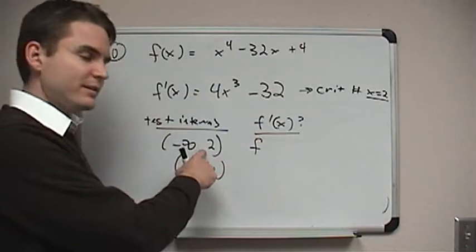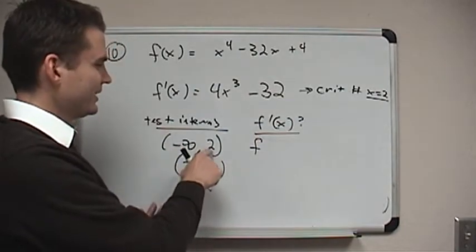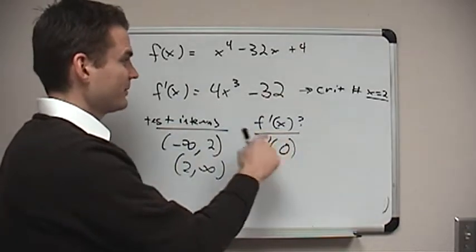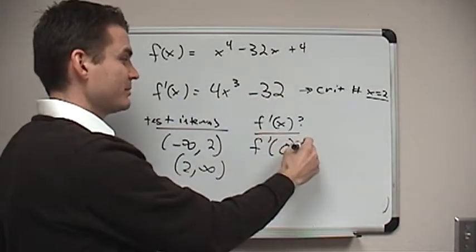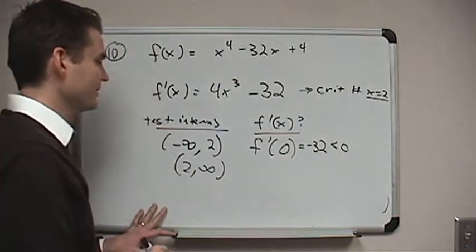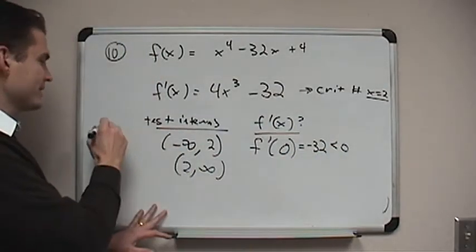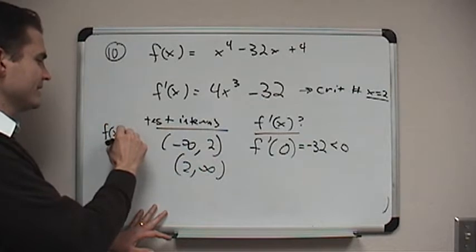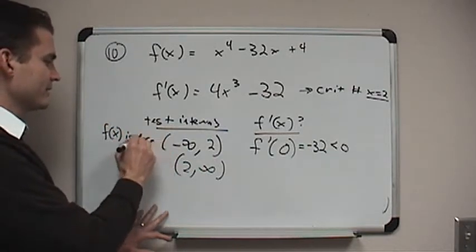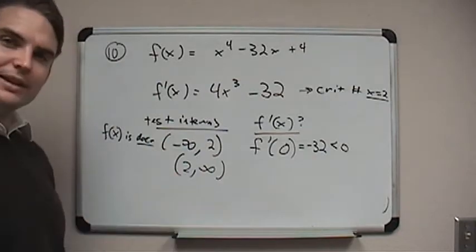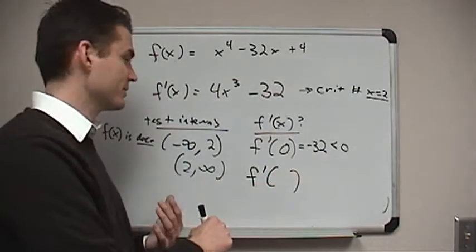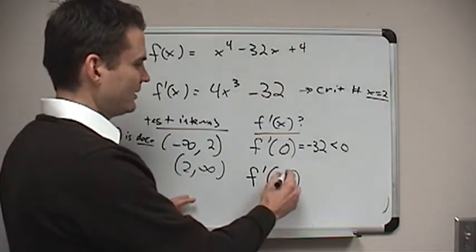Well, let's think about this interval, everything between negative infinity and 2. The best number to pick in this interval is probably 0. f prime of 0 is just going to be negative 32, which is less than 0. That means that on this interval, f of x is decreasing. Well, what about the next interval? We need a number bigger than 2 to put into the derivative, basically. Well, how about 3?